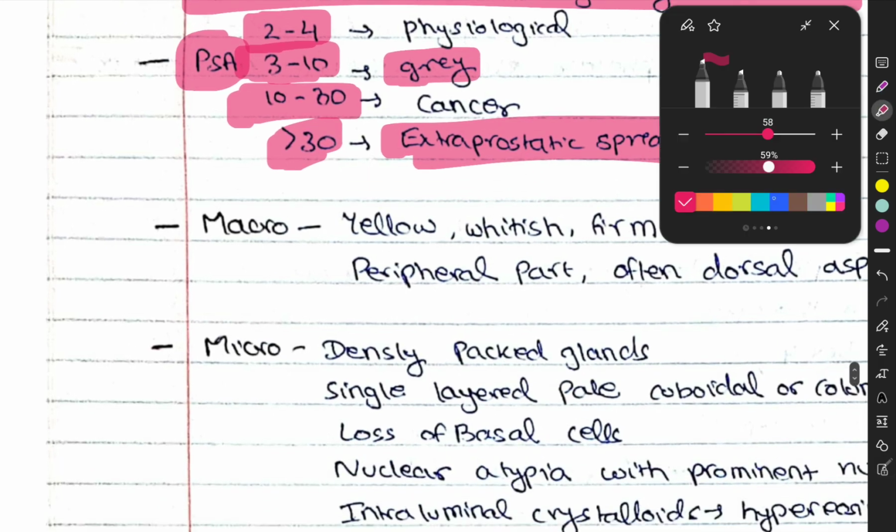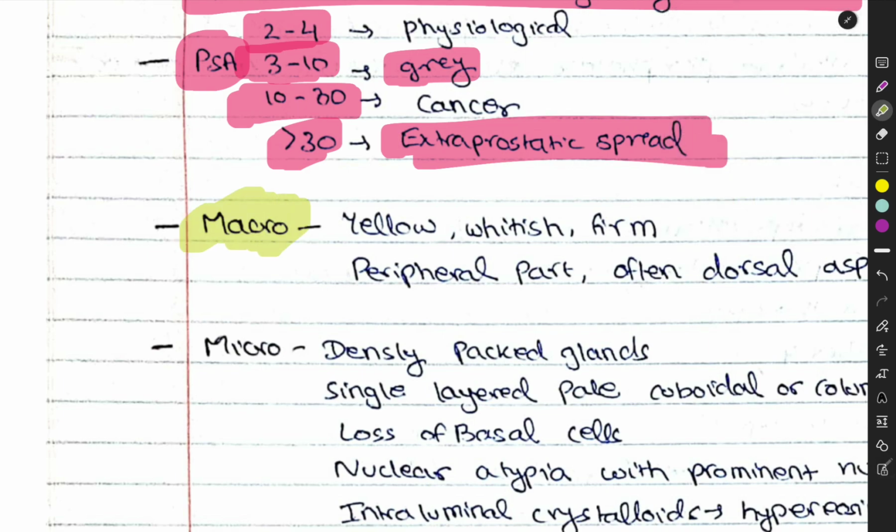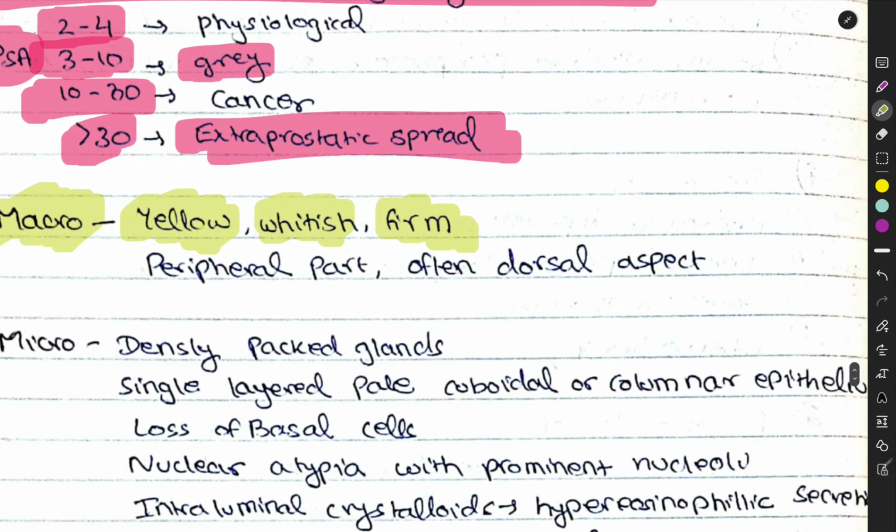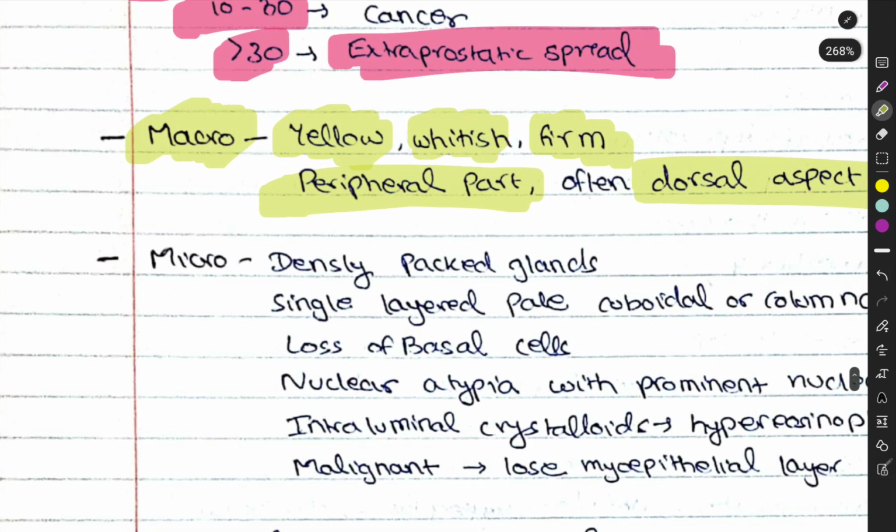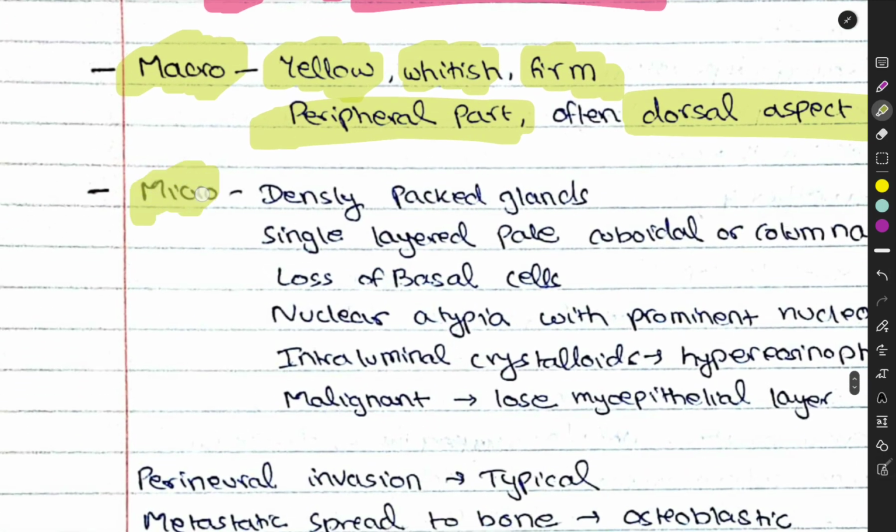Okay. Now, macroscopically, what does it look like? It looks yellow, whitish, and firm. The peripheral part, often the dorsal aspect. So it's mainly in the peripheral part of the prostate, or sometimes I think in the dorsal aspect, like either peripheral or dorsal. Microscopically, it is densely packed.